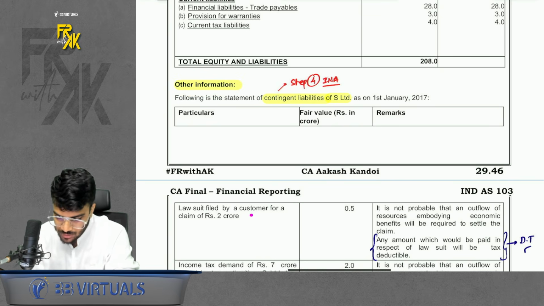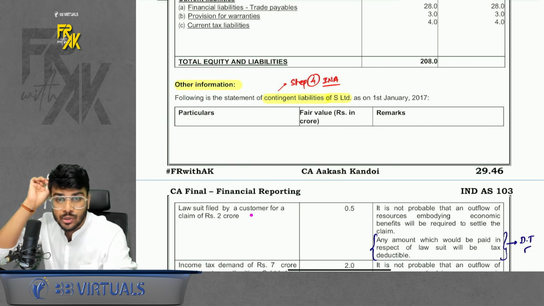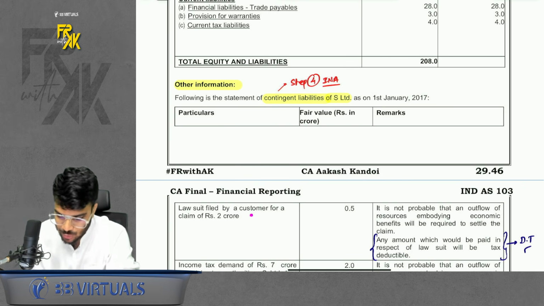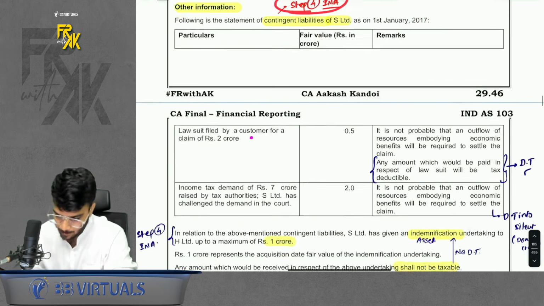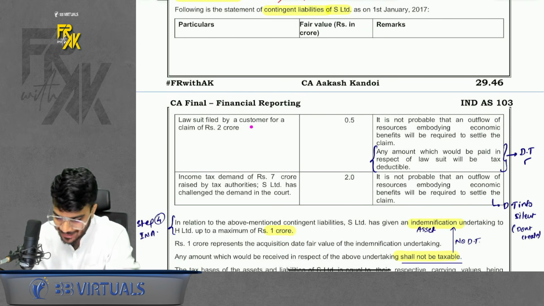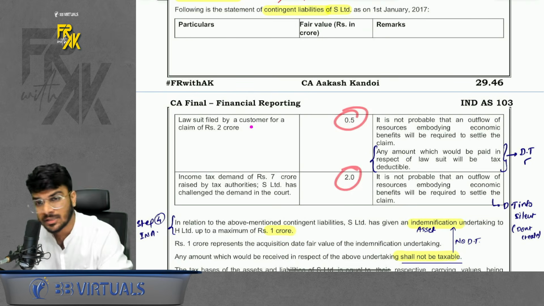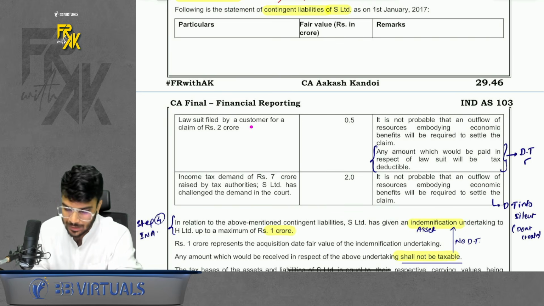So the first information was relating to contingent liabilities. So always whenever any adjustment is given, first at the back of your mind should come which step it will impact. So it will impact my step number 4. Okay. So there are two contingent liabilities. One is worth 0.5, one is worth 2. We will take over both in INA.